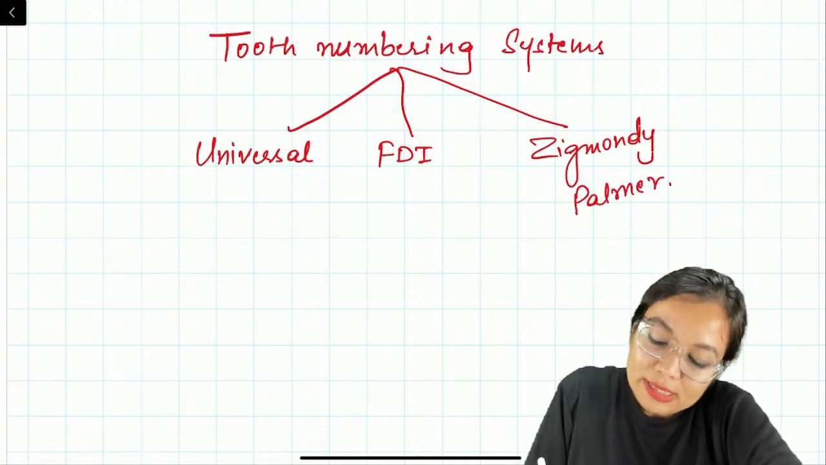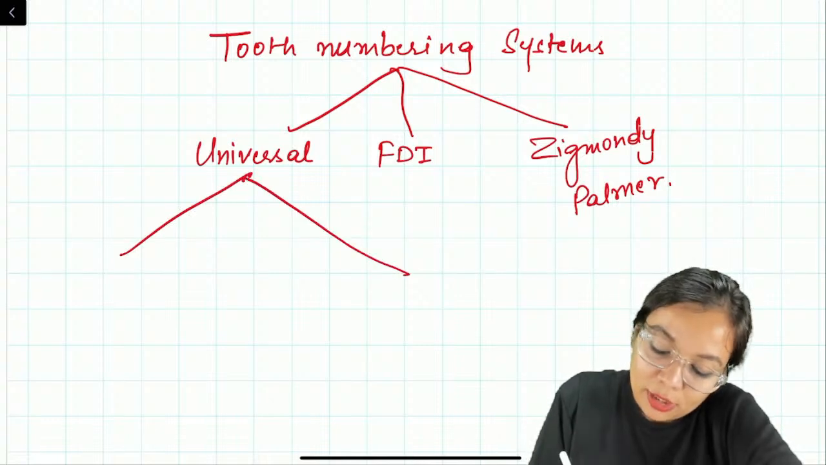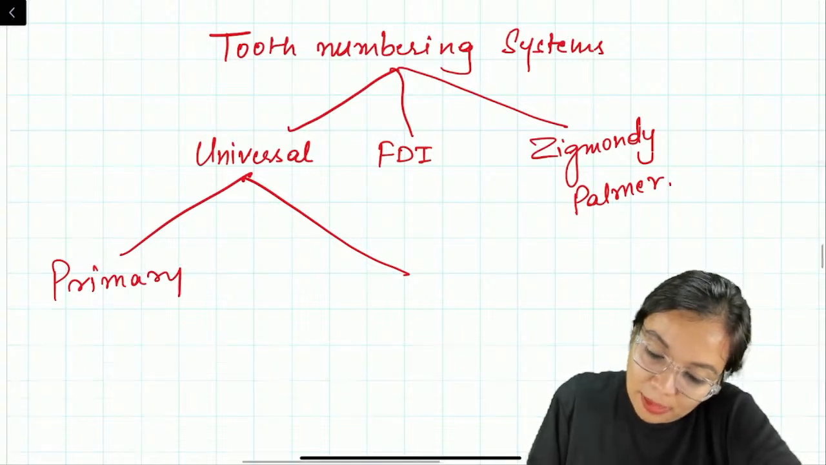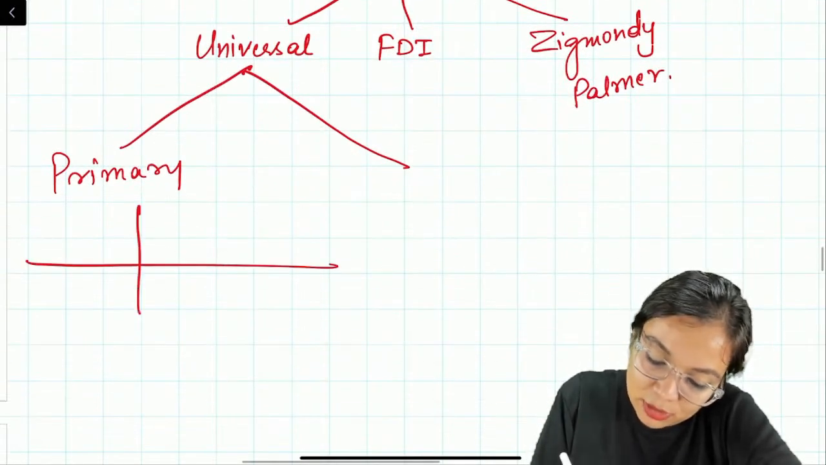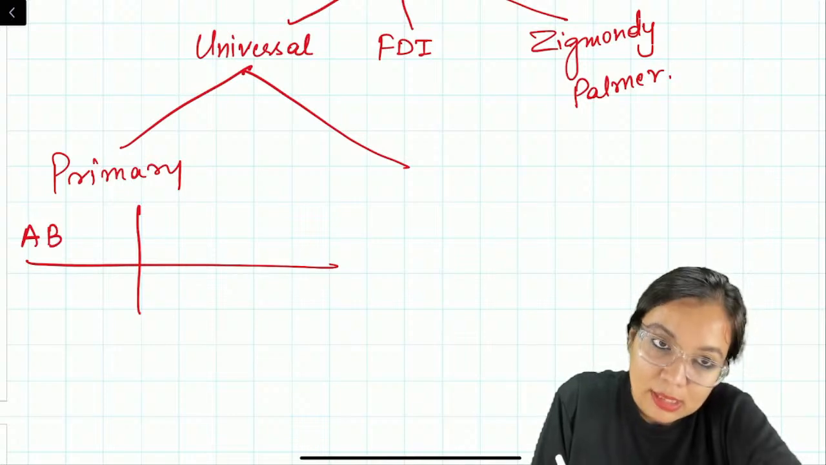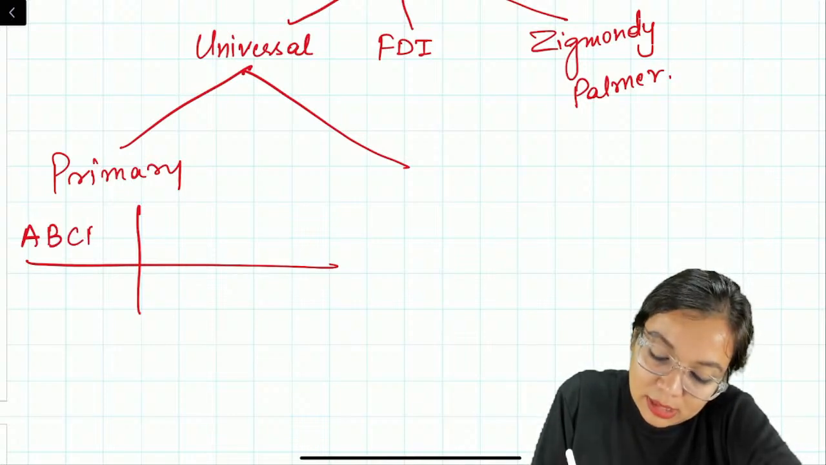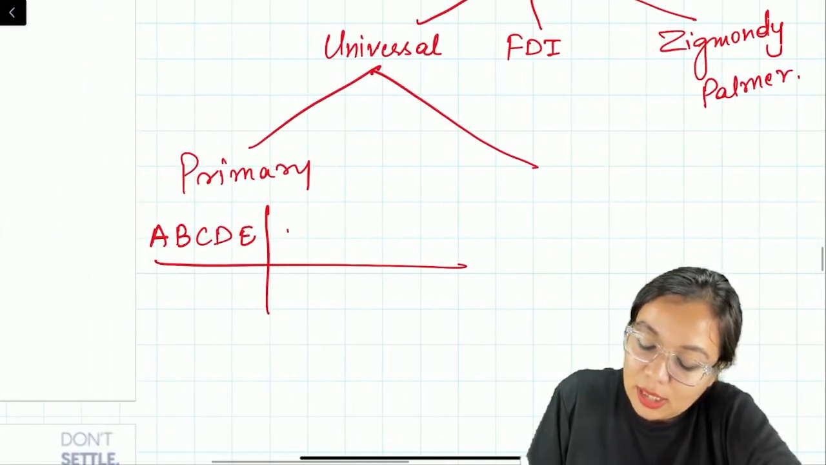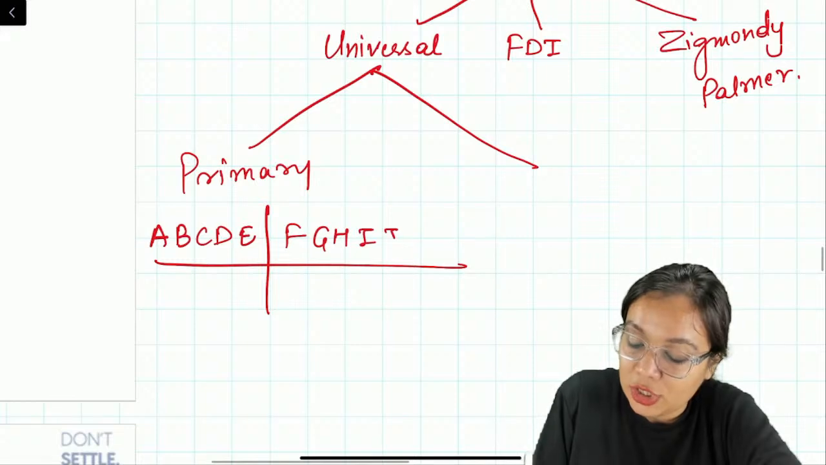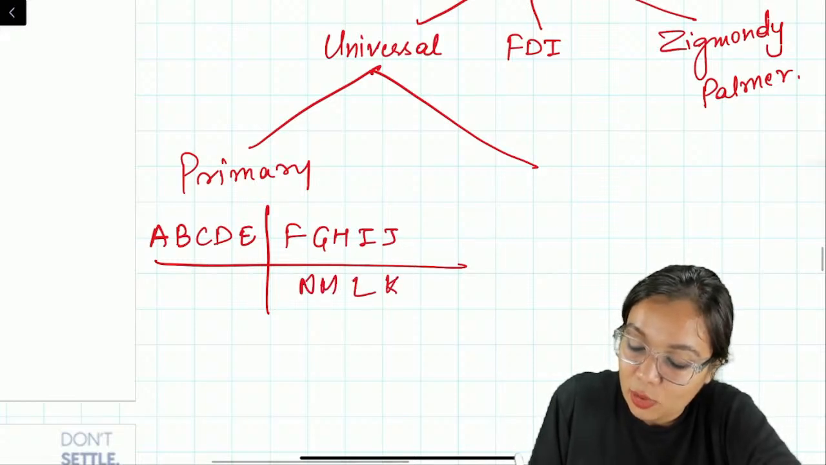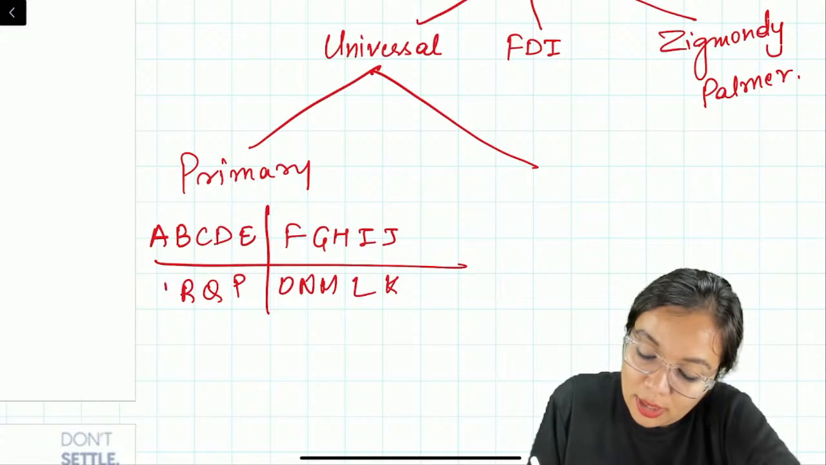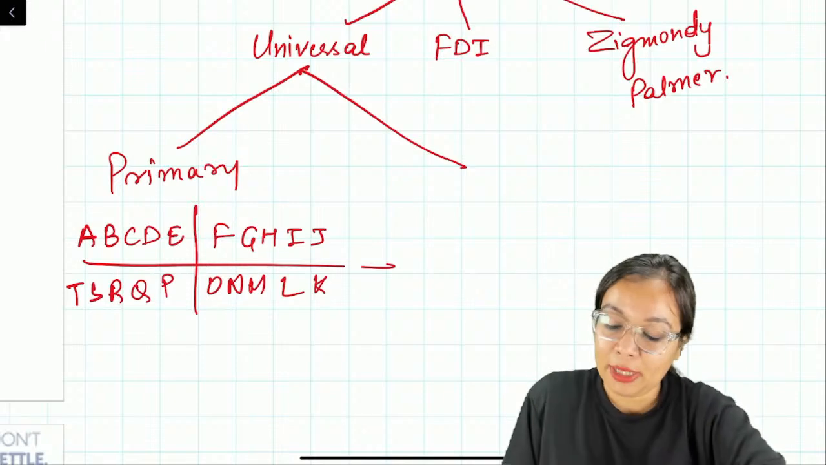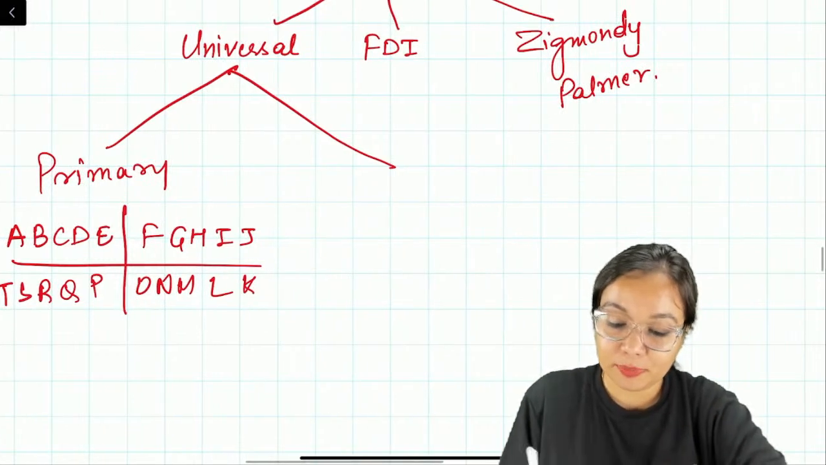Okay, so in the universal method, we can denote the primary dentition by A, B, C, D, E, F, G, H, I, J, K, L, M, N, O, P, Q, R, S, T. So this is how the primary is denoted in the universal method.